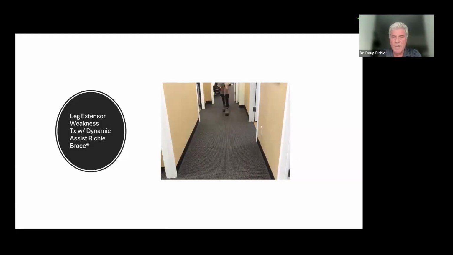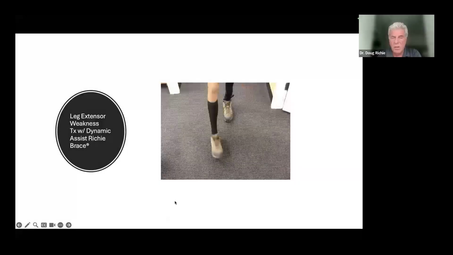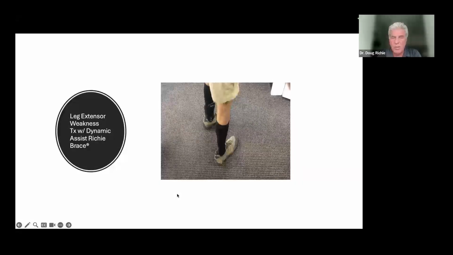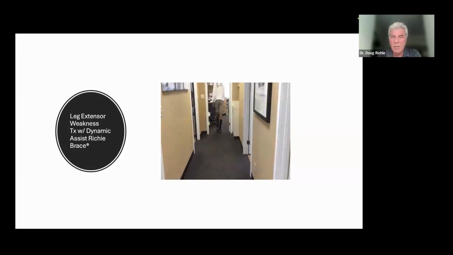So we fitted him for the dynamic assist, and here he is walking with a much more normal gait pattern, and he's heel striking, which is really what he wants to do, and he walks 400 miles.